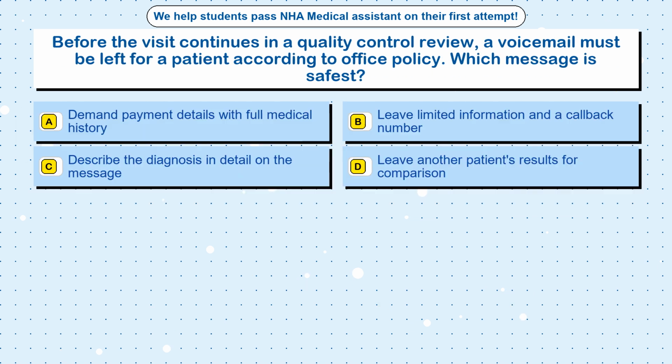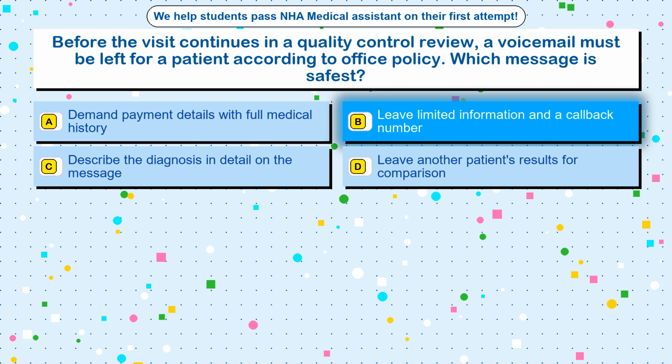Question 99. Before the visit continues in a quality control review, a voicemail must be left for a patient according to office policy. Which message is safest? Option A. Demand payment details with full medical history. Option B. Leave limited information and a callback number. Option C. Describe the diagnosis in detail on the message. Option D. Leave another patient's results for comparison. The correct answer is option B. Leave limited information and a callback number.